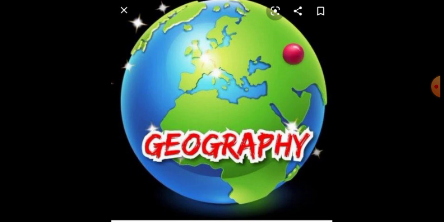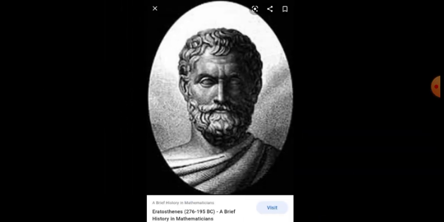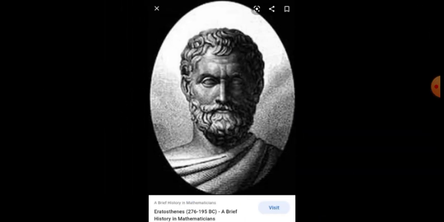Then the father of geography is Eratosthenes. Students, just see this picture. He is Eratosthenes. He was one of the famous Greek scholars, and he is mentioned as the father of geography.